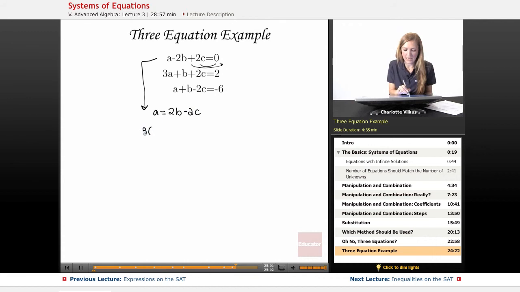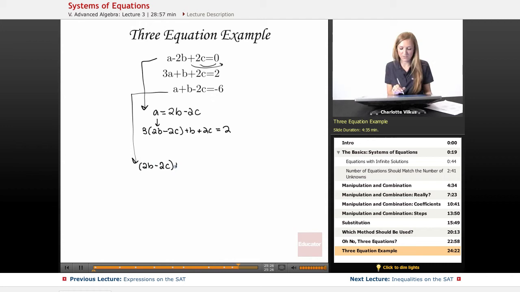Then taking that, we can plug in to the other two equations. So we take 3a, and then we put in our value for a. So 3 times 2b minus 2c plus b plus 2c is equal to 2. And then we can also do that for our second equation. So that one we have a, which we're going to put in 2b minus 2c for, plus b minus 2c is equal to -6.